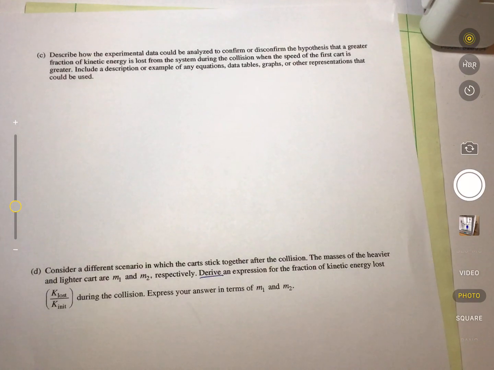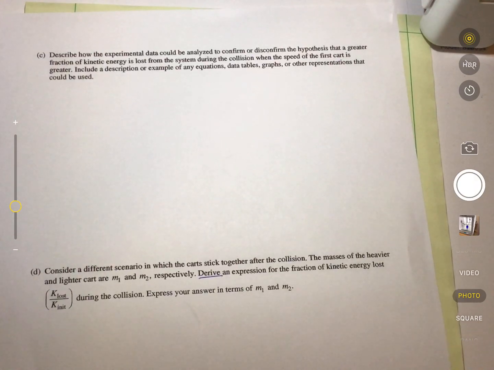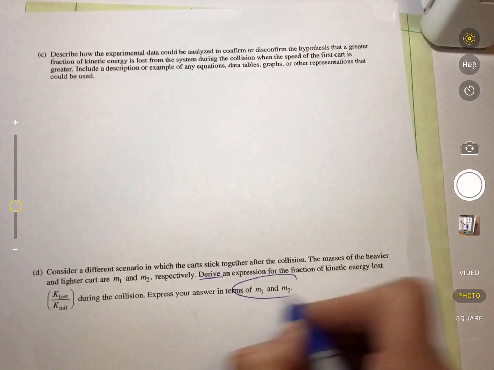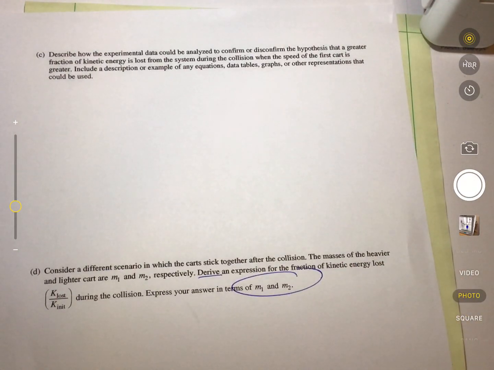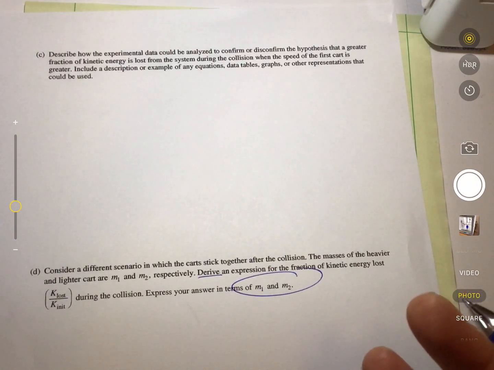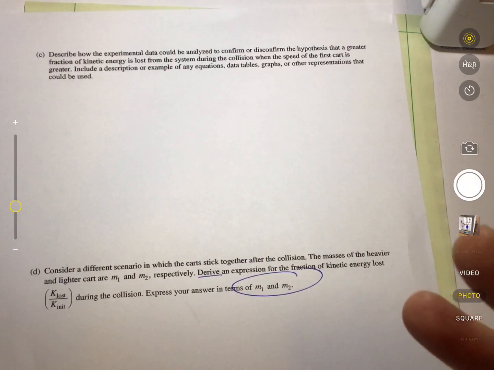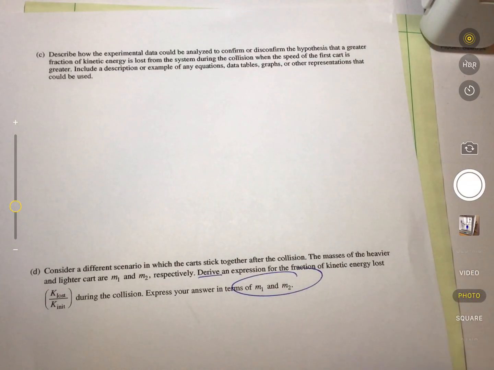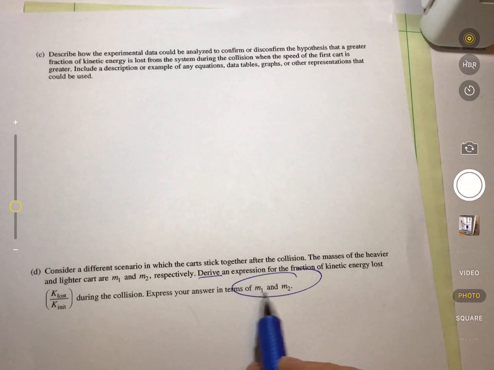This one is difficult, and admittedly, when I looked at the scoring guidelines, it's a lot of work for just 3 points. But they want us to express our answer in terms of M1 and M2. So that means the only variables in the answer should be M1 and M2. So we shouldn't have V's in there and things like that. Although I think the scoring guidelines say if one of your answers has some V in there, it'd give a partial credit, right?